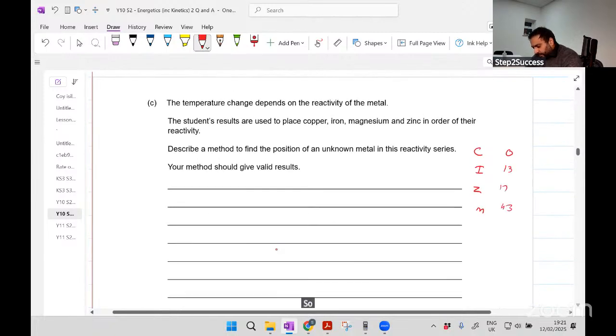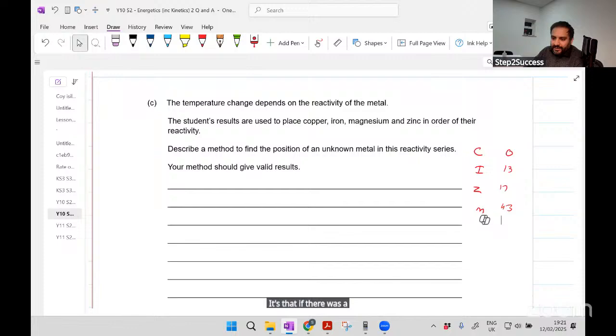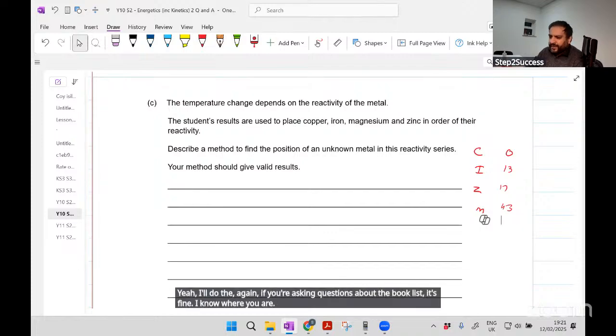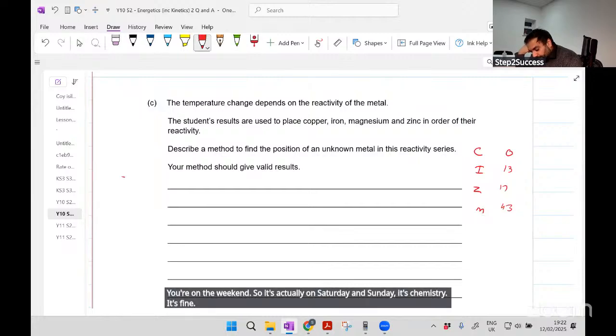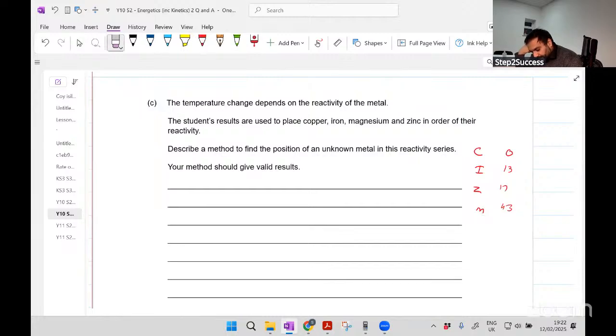So what we're saying, it's not very well worded, the question. Let me just check if I'm missing anything. Yeah, again, if you're asking questions about the booklets, it's fine. I know where you are. You're on the weekend. So it's on Saturday and Sunday, it's chemistry. It's fine.